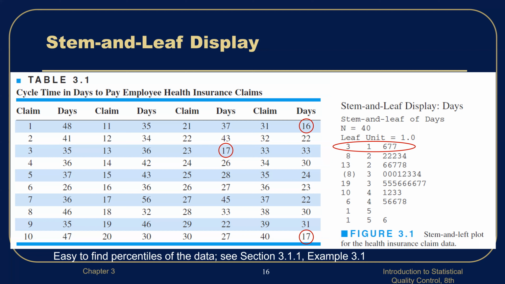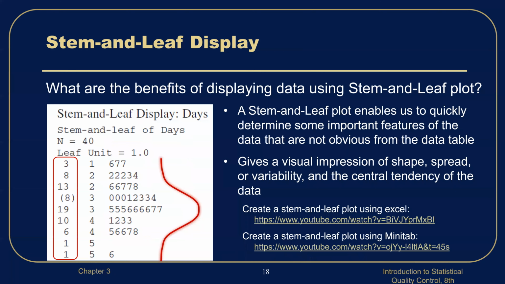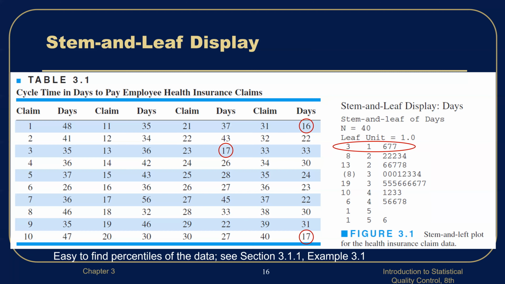And the second stem is from 20 to 24, so we write 2 in the stem column, and then there are 322s, 123, and then 124. So we write 22234 on the leaf column in the second row, and so on and so forth.